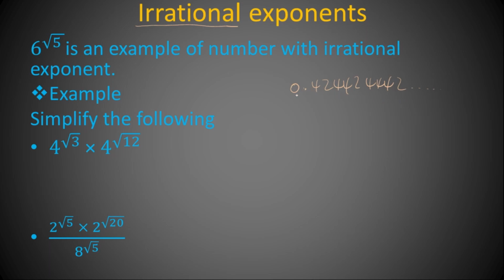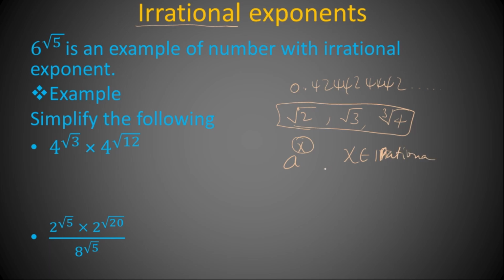This kind of number is said to be an irrational number. In other words, the numbers under a radical that are non-perfect squares, like radical 2, radical 3, or the cube root of 4, are the best examples of irrational numbers. So in this video we will see a number a to the power of x, where x is an element of the irrational numbers. We will see this one by one.